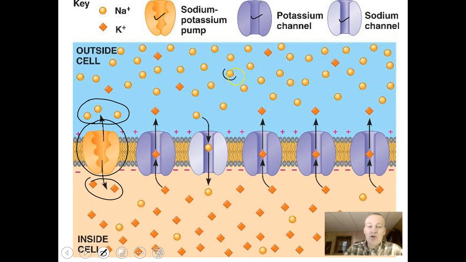If you notice, sodium is more prevalent on the outside of the nerve cells than it is on the inside of the nerve cells. So we have more sodium outside than we have sodium inside. Another way of stating that is that the extracellular environment has more sodium and the intracellular environment has more potassium.